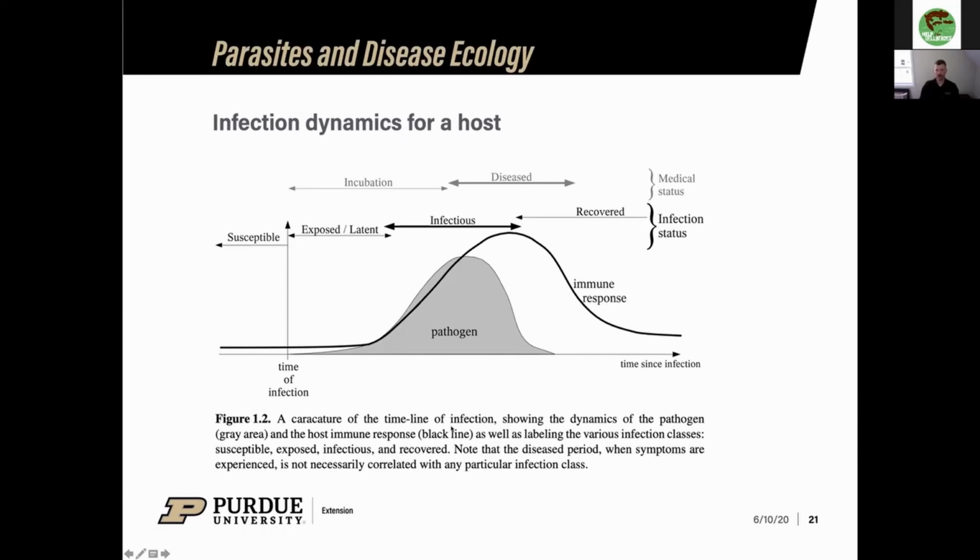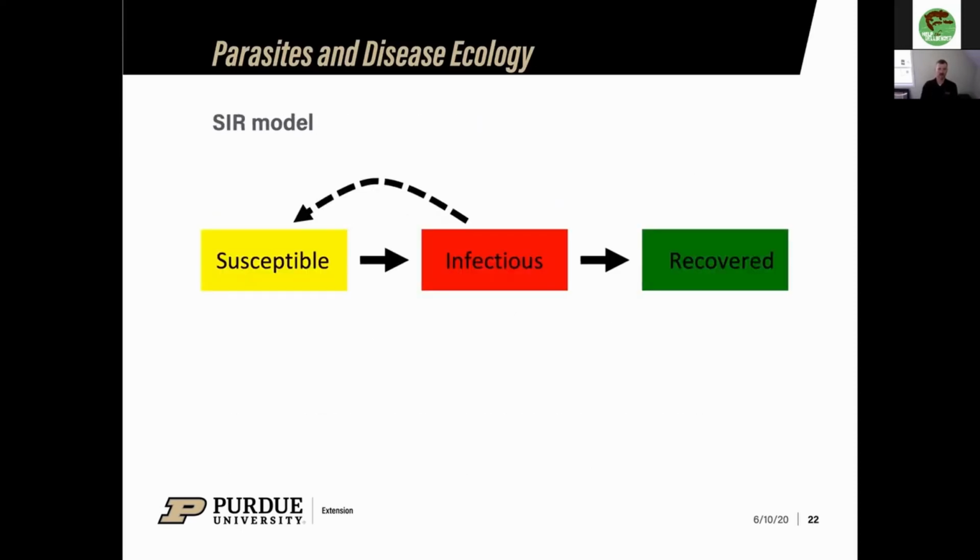So what our model is trying to do is capture these different dynamics, in particular these three categories: the time point when the host is susceptible to the infection, the time point in which it gets infected and becomes infectious, and then the time point in which it's recovered from that infection. This is what we call an SIR model: susceptible, infectious, recovered. We're trying to take those dynamics within an individual host and scale it up to a population level. This is what we call a compartment model as well.